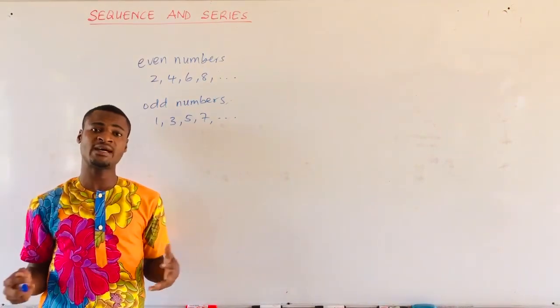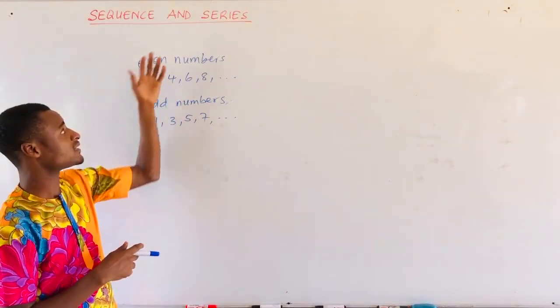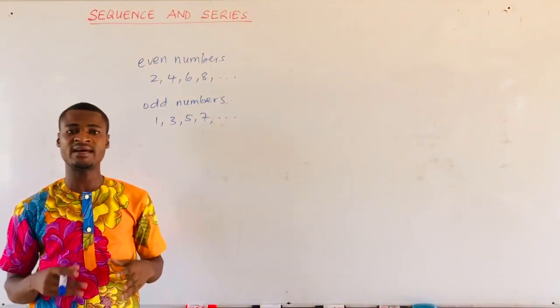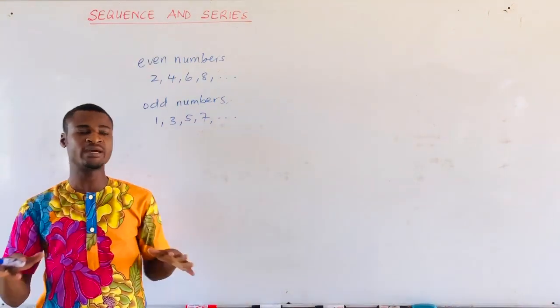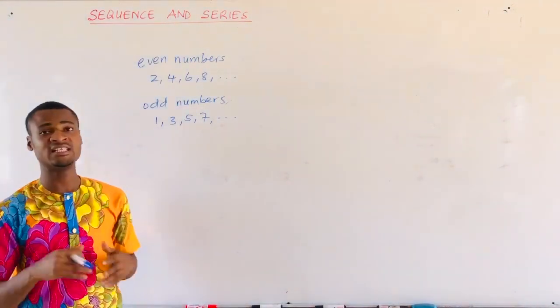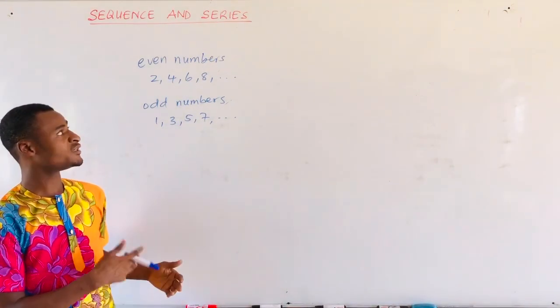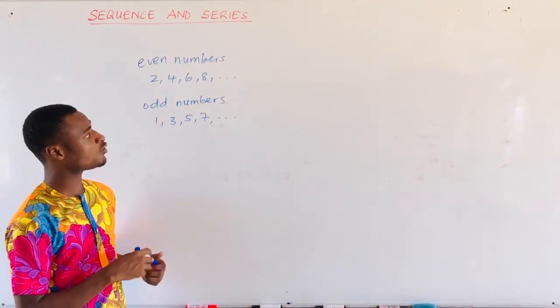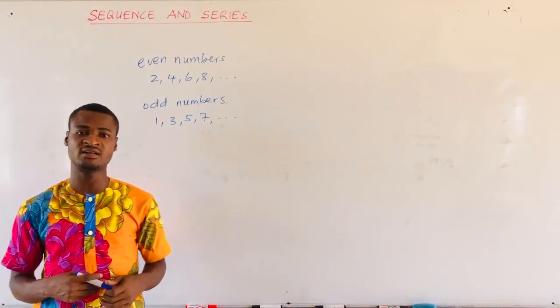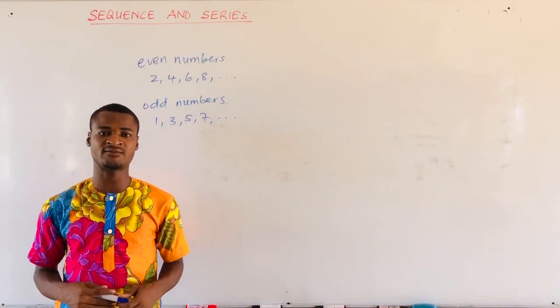There are so many other types of sequences and series, but in our lesson we are going to look at the two basic types, which are the linear sequence, also called arithmetic progression, and the exponential sequence, which is also called the geometric progression. We will look at the linear sequence first.